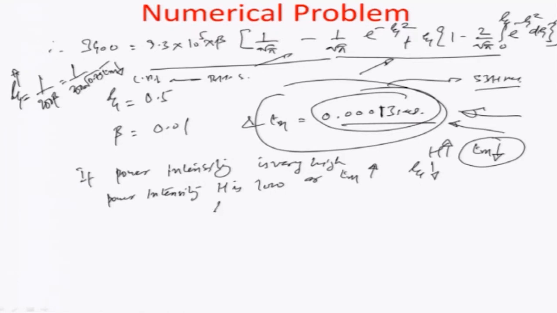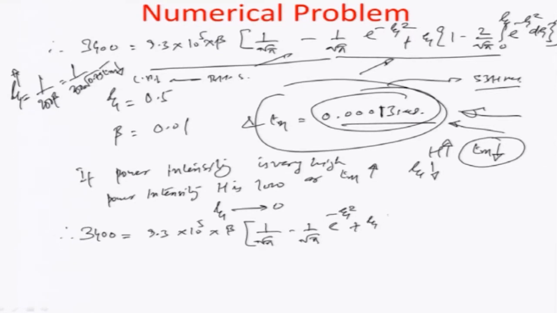For example, if zeta were approaching 0, then let us just write down the equation once more. 3400 equals 9.3 10 to the power of 5 times beta times 1 by root of pi minus 1 by root of pi e to the power of minus zeta square plus zeta times of 1 minus error function of zeta. That is what this term is corresponding to in this particular case.